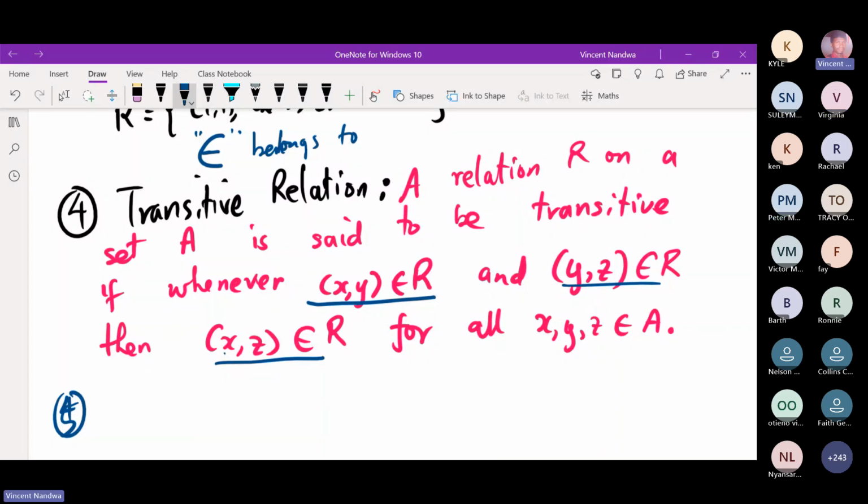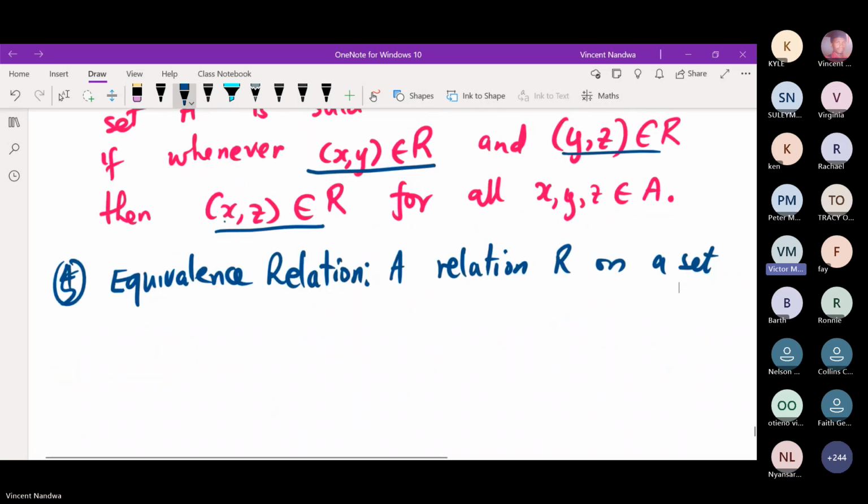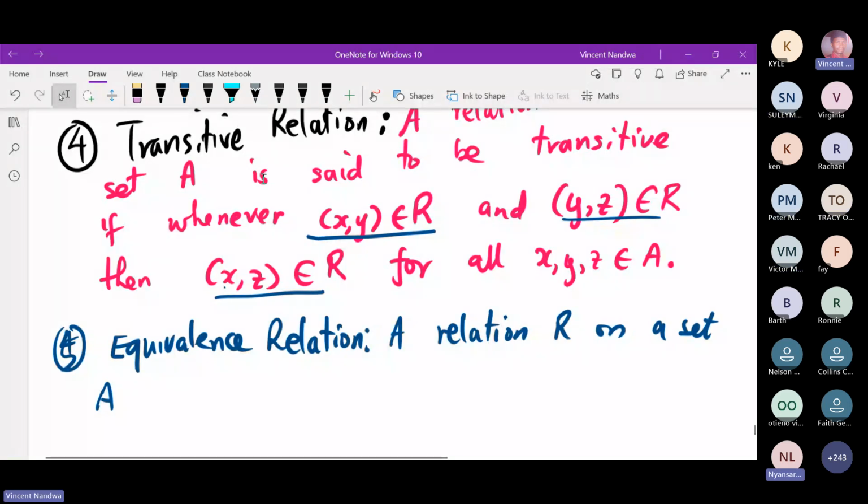So there's also what we call an equivalence relation. So a relation R on a set A. Example number 4, we'll demonstrate. We'll do the same thing on R1 to R6, so don't worry. We'll classify those R1 to R6 as transitive or not.